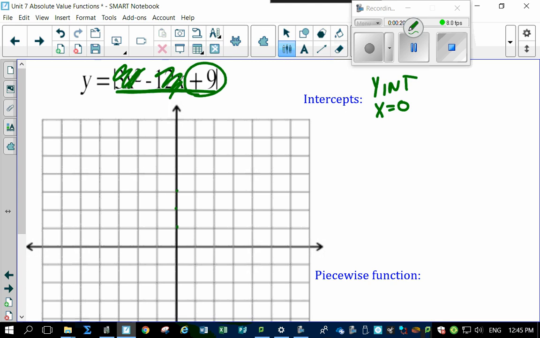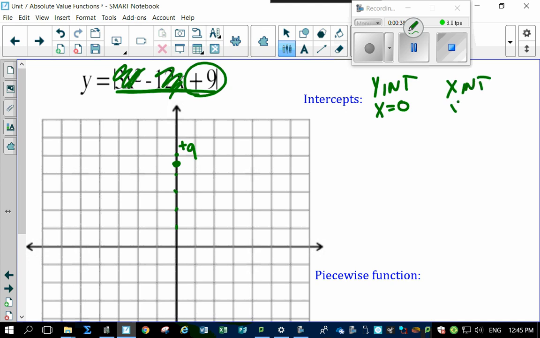So 1, 2, 3, 4, 5, 6, 7. Too much, so let's go by 2's on this one, okay? There's 2, 4, 6, 8. There's 10, so 9, the intercept would be right about there. There's our intercept at positive 9. Beautiful. Let's find the x-intercepts.